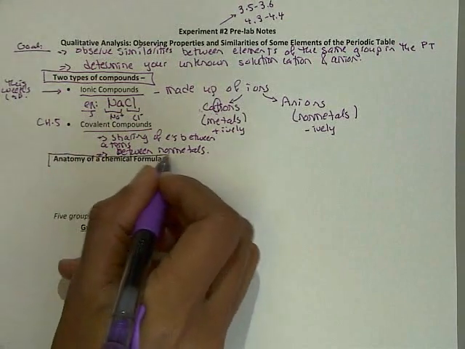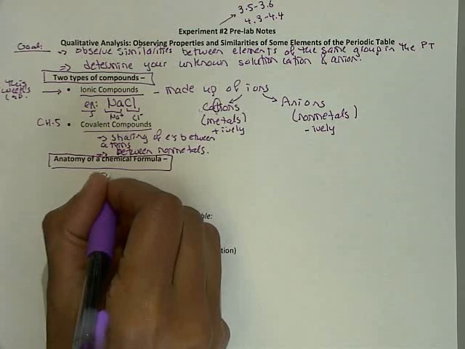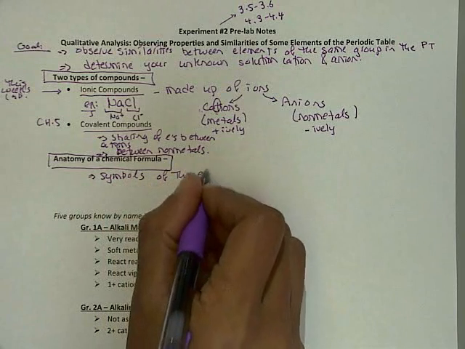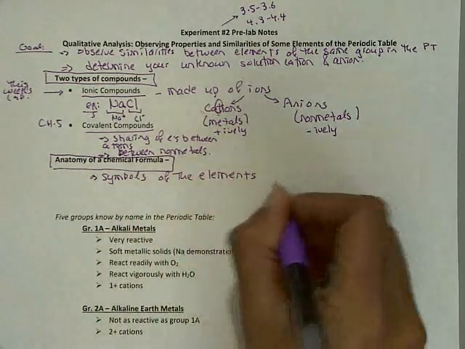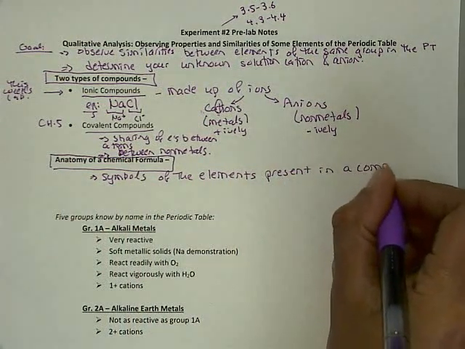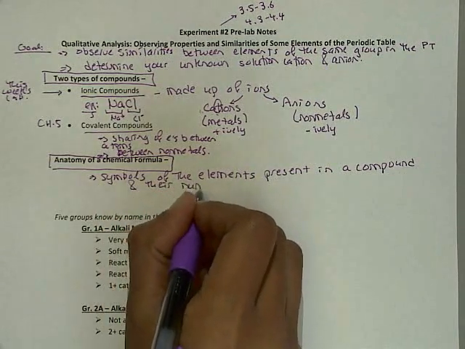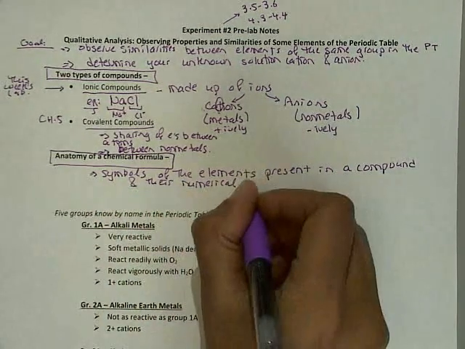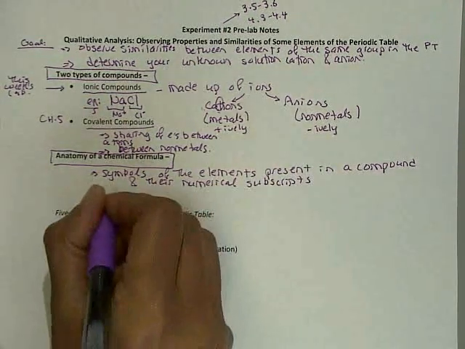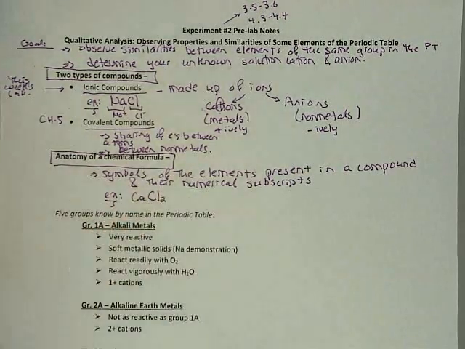Now, let's go over the anatomy of a chemical formula. So what does a chemical formula actually stand for? Well, in a chemical formula, you have symbols of the elements present in a compound. And you also have their numerical subscripts. So an example of that is calcium chloride.